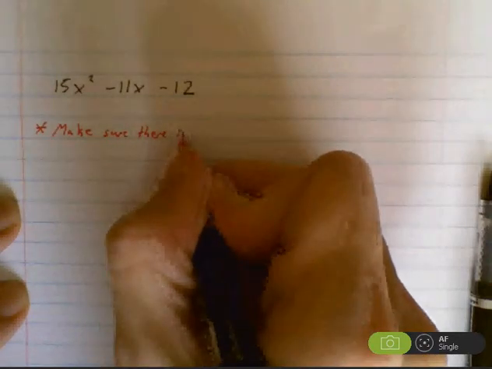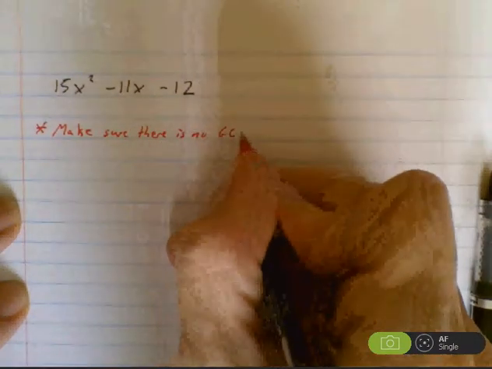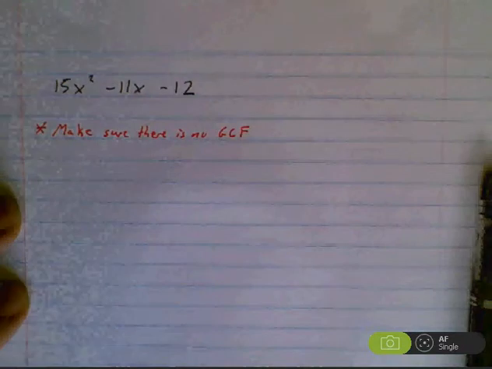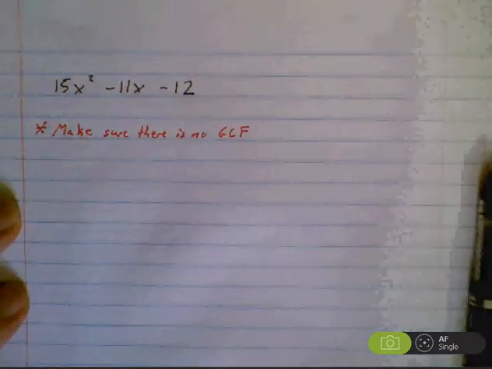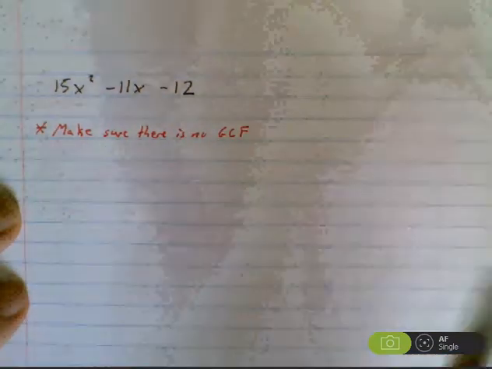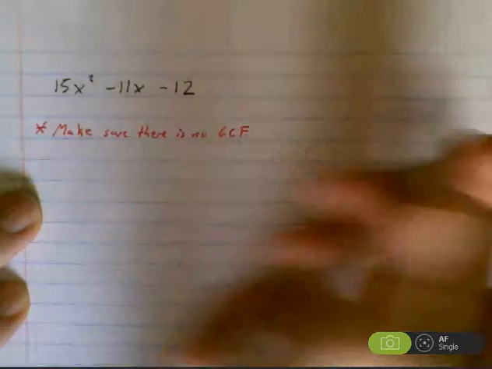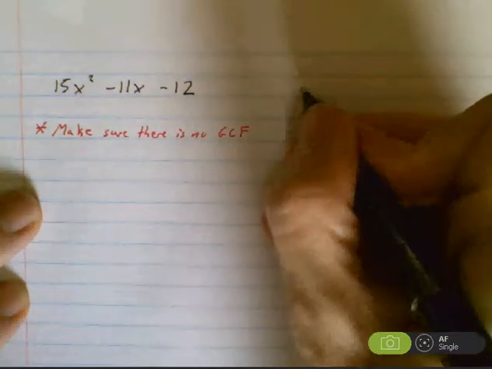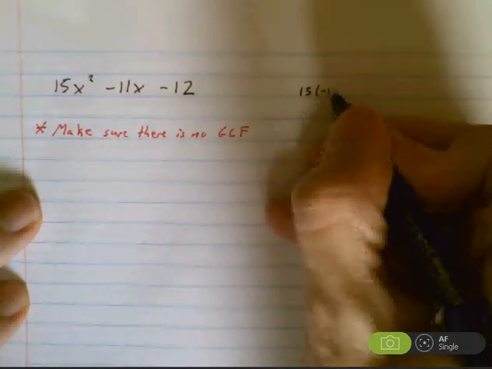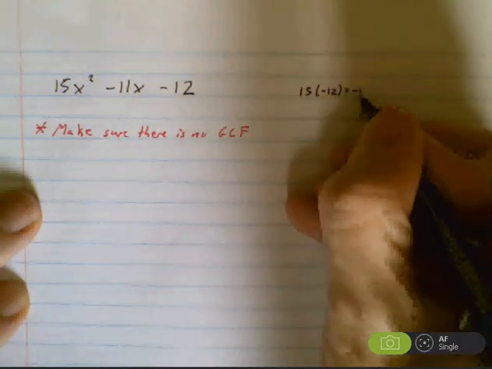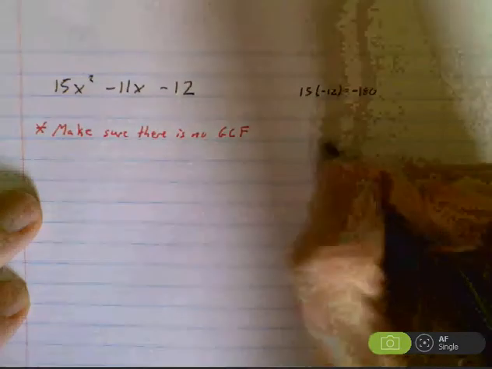Okay. The next step is going to be to multiply 15 times negative 12. So 15 times negative 12 is negative 180. So we're going to be looking for two numbers whose product is negative 180. And the sum of those two numbers will have to be this negative 11.